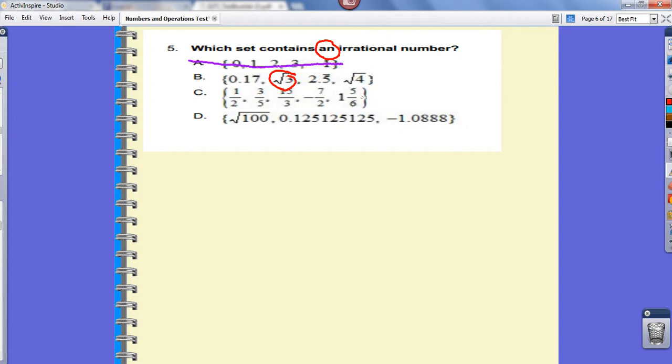Now, something to keep in mind here if you're trying to figure this one out, and I know especially if you're using a calculator to try to figure out what 1 5/6 is as far as a decimal, you've got to say 6 times 1 is 6 plus 5, so you would actually have 11/6 there. But in this case, because the only one that has an irrational number is B, number 5 is going to be B. And that's number 5 of the number and operations test.